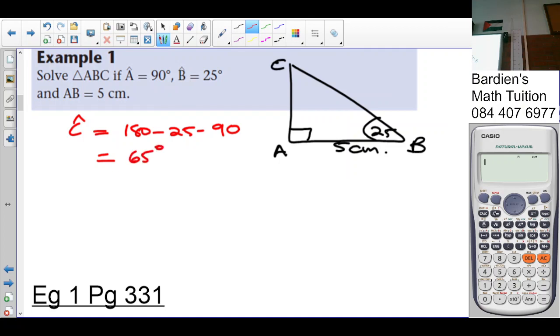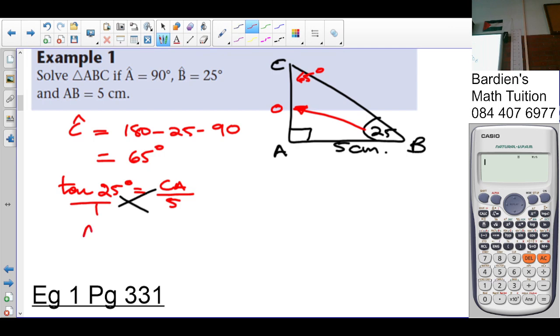65 degrees. Okay. What are you going to calculate now? You calculate AC. So how are you going to calculate AC? What is this? My opposite, not so? And what do I have? The adjacent side. So which trigonometric function is that? Tan. So tan of theta, which is 25 degrees, equals opposite, which is AC, over 5. Not so? So cross multiply. So AC is going to be 5 tan 25 degrees.